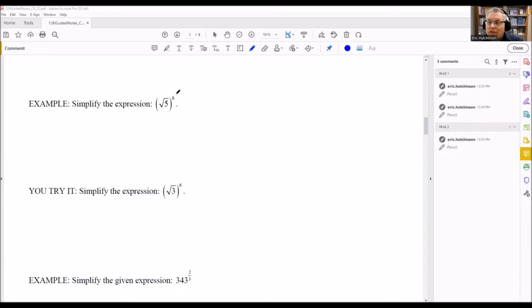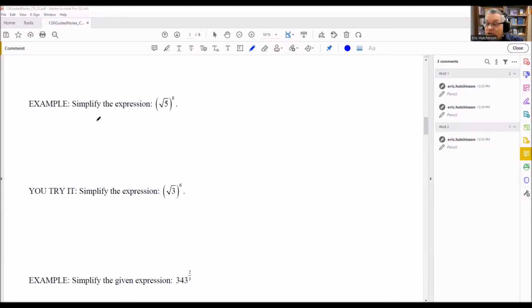We want to evaluate these two. So it says simplify, but in actuality, we're really evaluating both of these. So the first thing you want to do is change it from a radical form into an exponent because that's going to be easier to deal with and allow us to get the answer.